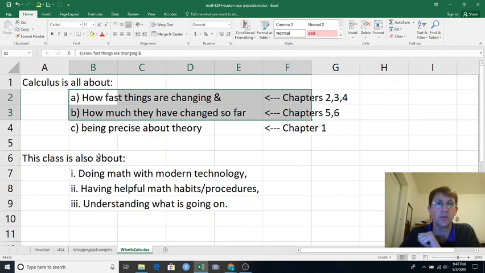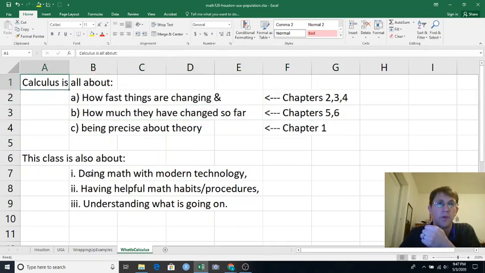This class is about calculus, but getting the ability to do math with modern technology like spreadsheets. I won't be requiring Python or anything, but some people might want to use Python in their final project, for example. It's about having helpful math habits or procedures, checking what's going on, having more than one way to do something. If you were going to drive over a bridge that had been designed by an engineer, you would hope that engineer had not only done the calculations, but done a different way of doing the calculations and made sure it matched the first set so they could be confident in their calculations. And then also, not just doing calculations here, but understanding what is really going on is a big important part of this class too.